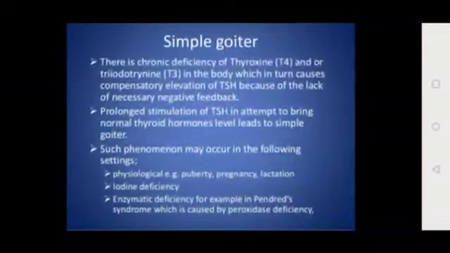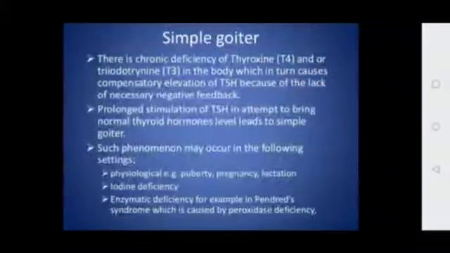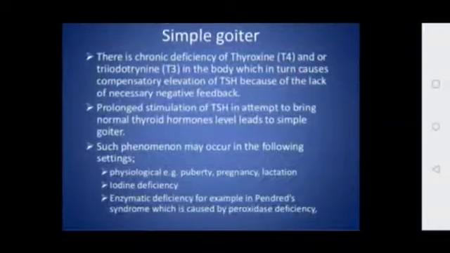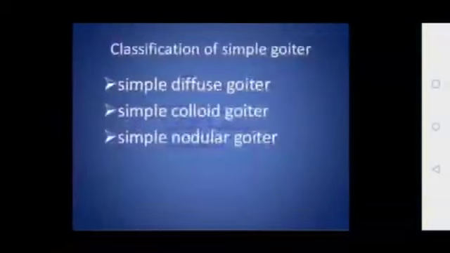This means there can be hyperplasia of the thyroid lobules. Such phenomena may occur in the following settings: first, physiological, that is in puberty, pregnancy and lactation; and second, iodine deficiency states, where there is less iodide content in the food; and enzymatic deficiency, as in Pendred syndrome, which is caused by peroxidase deficiency.